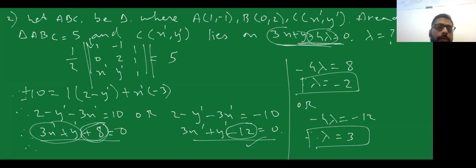The only point to remember is that when you're opening your determinant, take plus and minus signs over here. Don't just take the plus sign. If you only take the plus sign, you would only get one value of lambda, minus 2. If you're considering both, you'll get two equations. Compare this with the given line equation, and that's your value of lambda.